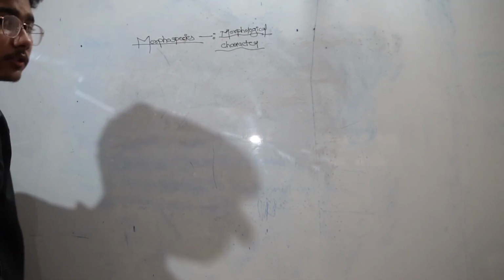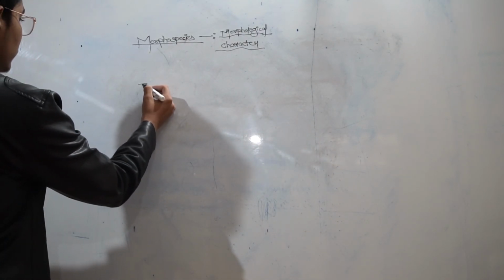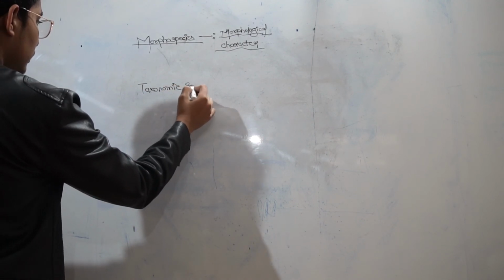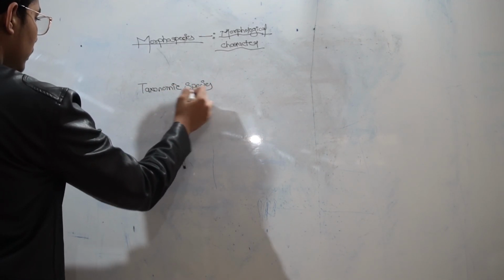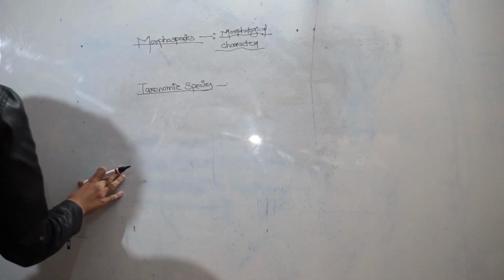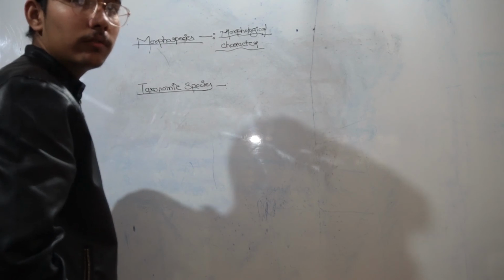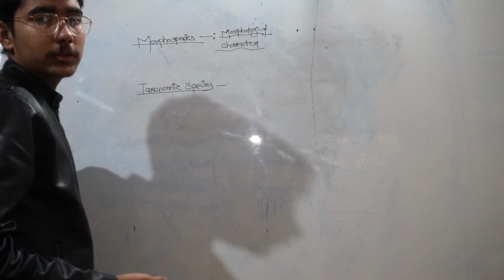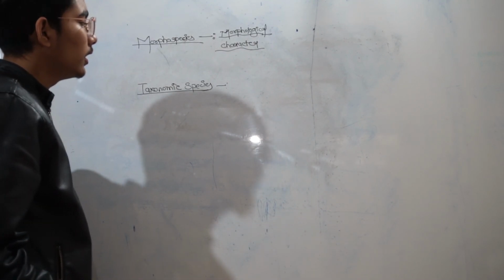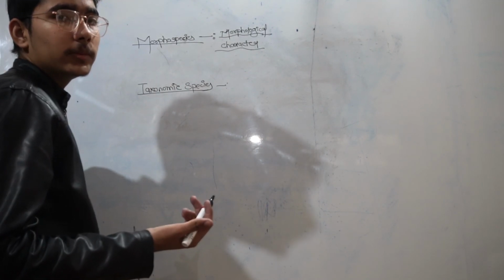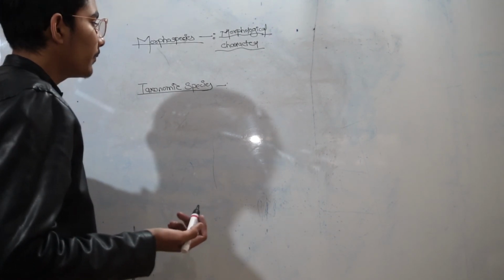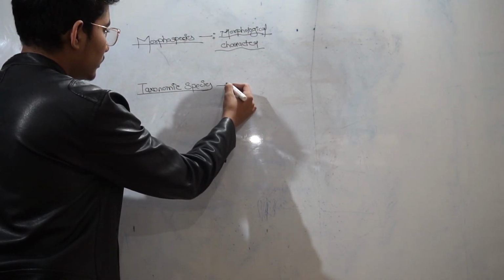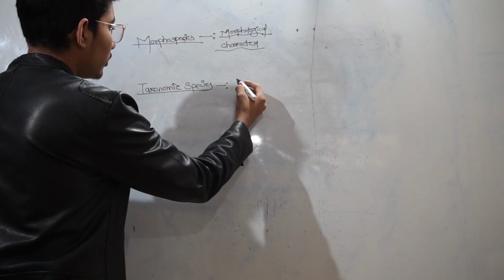The other one is taxonomic species. What are taxonomic species? Taxonomic species are those species which were erected on the basis of their binomial name. I have already discussed binomial names in previous lectures, so I hope you know the binomial name.